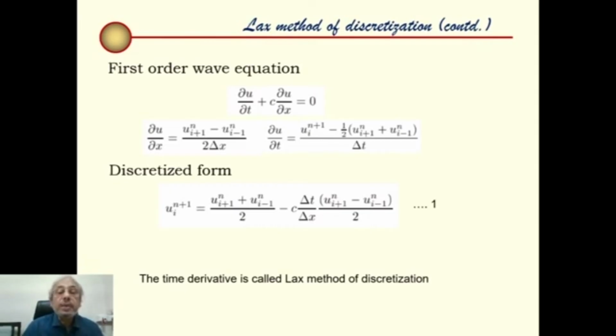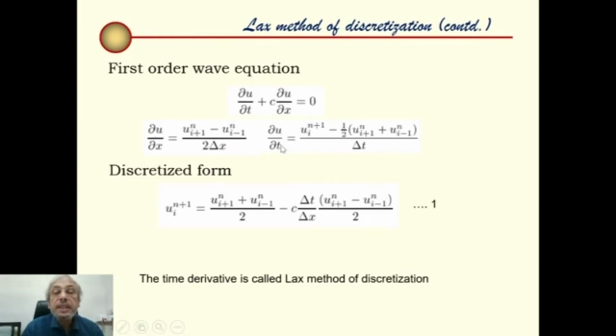Now, for the first order wave equation, we can write ∂u/∂t + c ∂u/∂x = 0. For ∂u/∂x, if we go for the finite difference equivalent, we can write it as (u_{i+1}^n − u_{i−1}^n) / (2Δx). This is second order accurate. The first order derivative is expressed through second order accuracy.